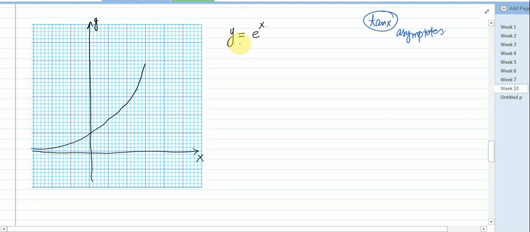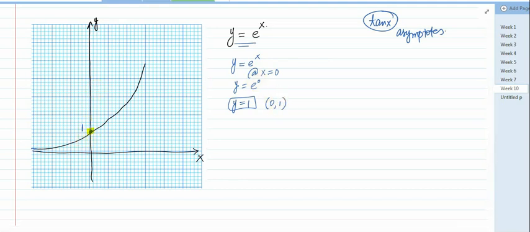You can verify it: this point here has the value 1. How? We have y equals e to the power x. We know that on the y-axis, x is 0. So when I place the value of x as 0, I get y equals e to the power 0, and any variable with 0 power is equal to 1. So we have the coordinate (0, 1), and that's how we got this point.